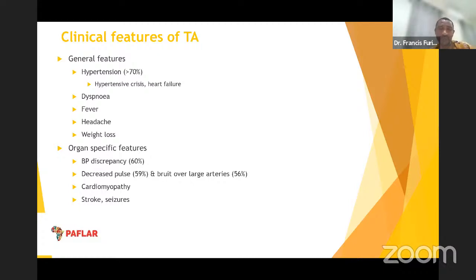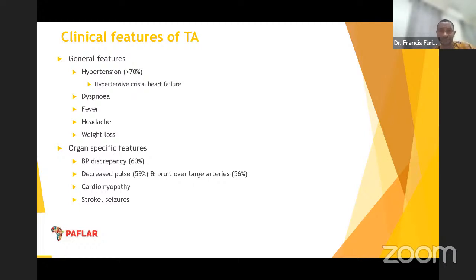But also they could present with specific organ-specific features, and these include discrepancies in blood pressure between the two arms, and also you might have decreased pulse, as well as bruit of large arteries. And you could see the frequency with which these manifestations occur. With hypertension, more than 70%; 60% will present with BP discrepancies, and almost 60% have decreased pulses. And they could also, as I said, have cardiomyopathy and stroke, as well as seizure.